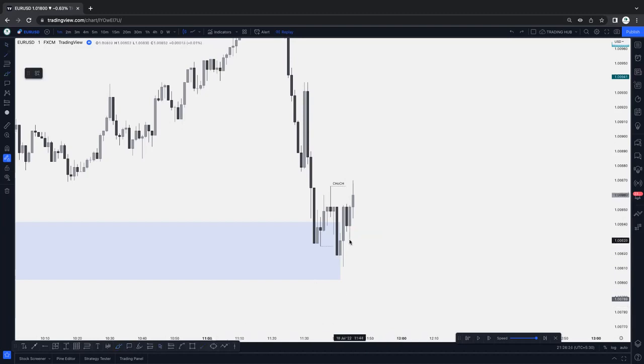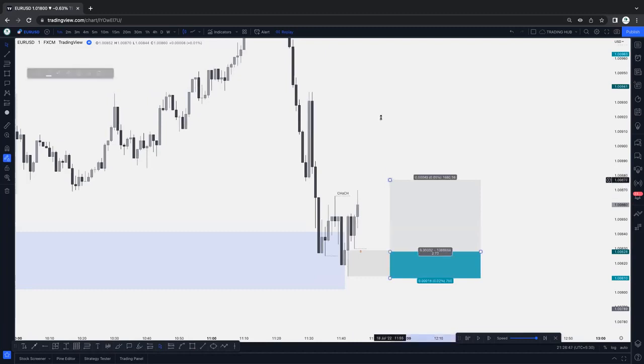So this low is here, and this one is here. This is a demand zone where we can take a risk for the buy and put the stop loss just below it, correct? So, and where is our target?